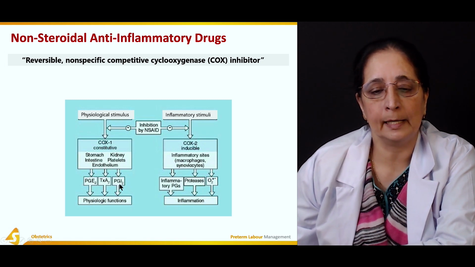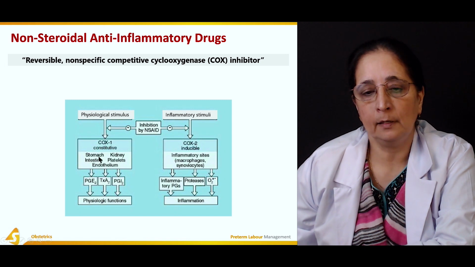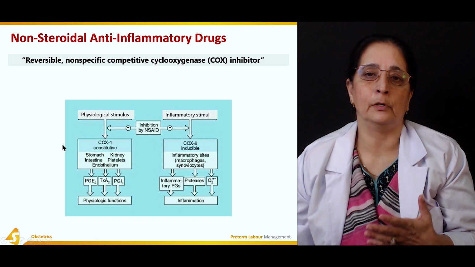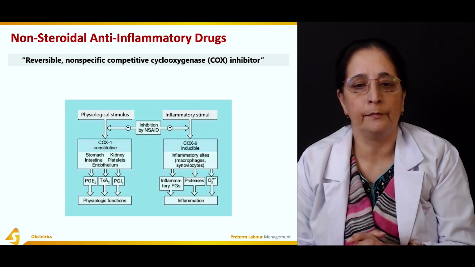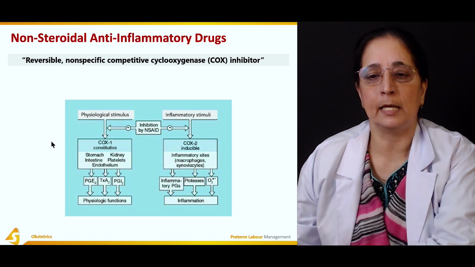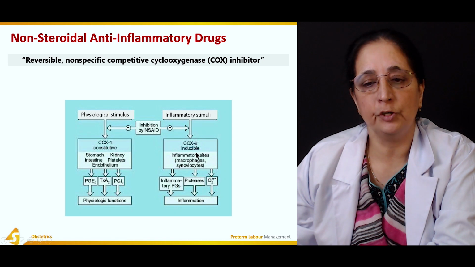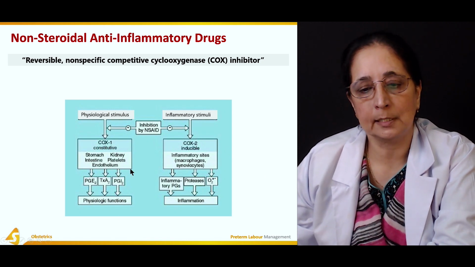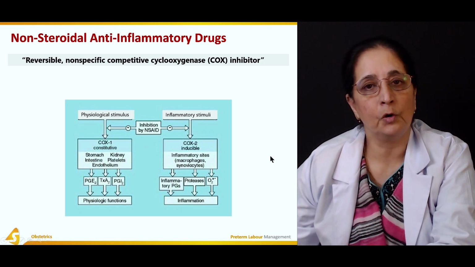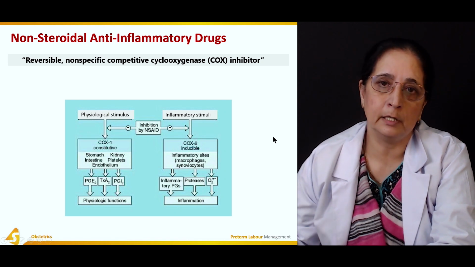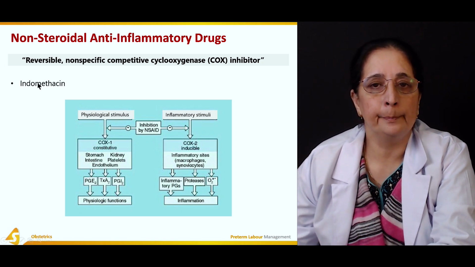Then there are other prostaglandins, prostaglandin E2, prostaglandin I2, and TXA2, and all these are the factors which are responsible for the contraction of the uterus. So as a result of the reversible non-specific competitive cyclooxygenase inhibition, they decrease the level of cyclooxygenase 1, cyclooxygenase 2, and decrease the production of prostaglandins, which causes a decrease in the contraction effect, and there is no onset of the labor. So non-steroidal anti-inflammatory drugs are also very helpful in this regard, like indomethacin.